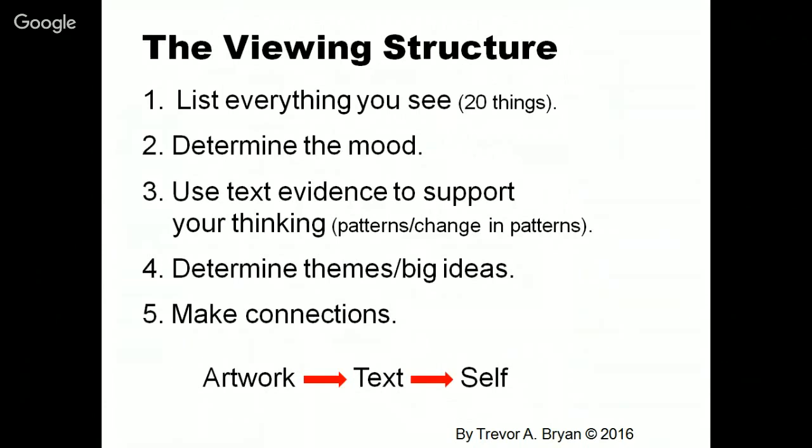So the first part is just to list everything you see. I like to do 20 things. That's a good number. It allows kids to look at the picture just long enough that they're really pulling a lot of information out of it.